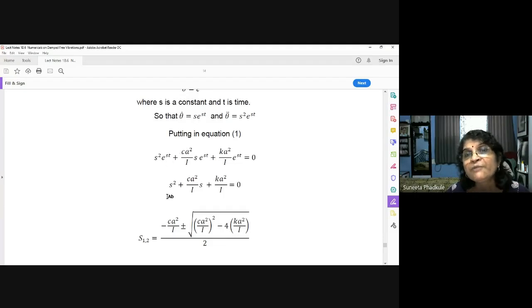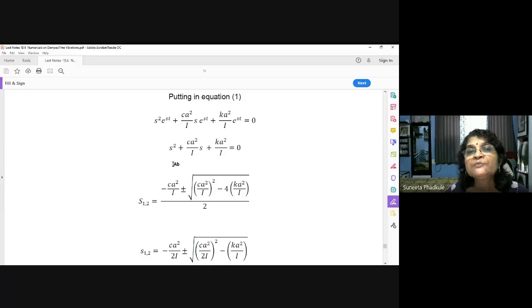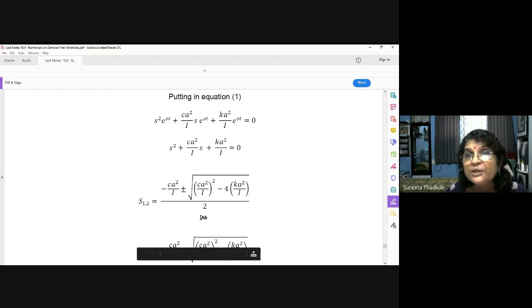So what will be equal to 0 then? S square plus C A square upon I into s plus K A square upon I is equal to 0. This is your characteristic equation of vibratory system in terms of s. Okay. So from this one, you can find out the roots. If you put the value of these S1 and S2 in your solution, x is equal to C1 e raised to S1t plus C2 e raised to S2t, that will give you the solution.